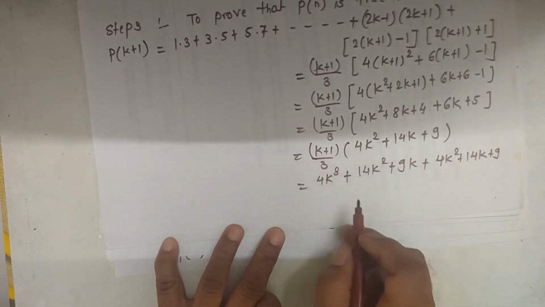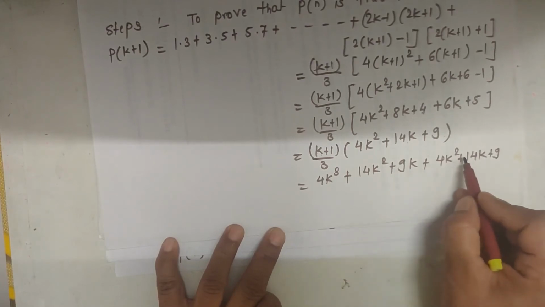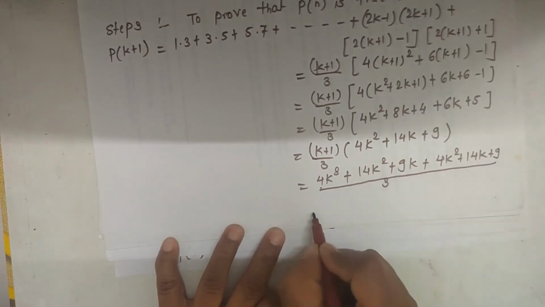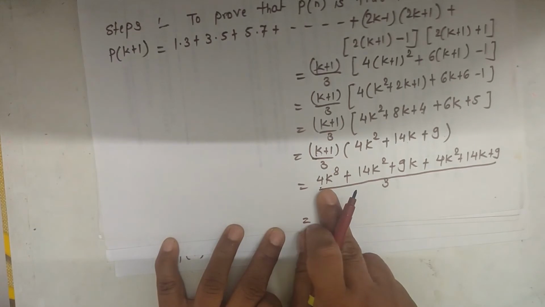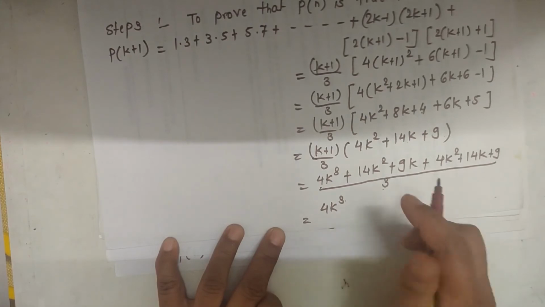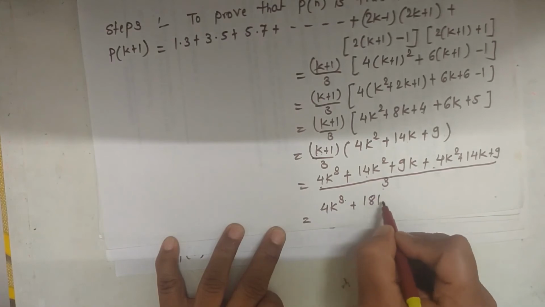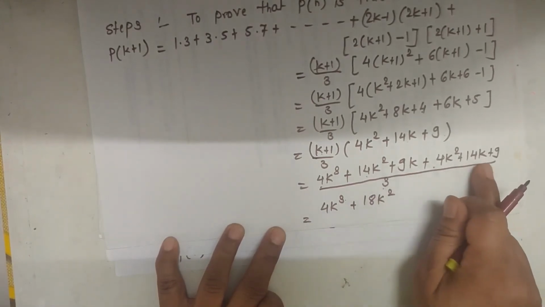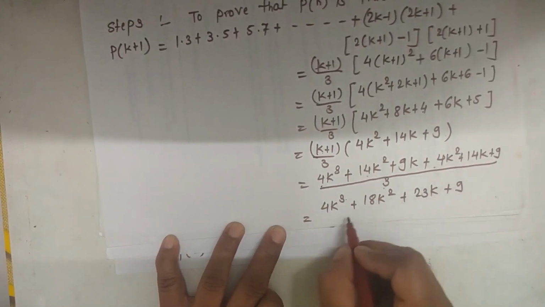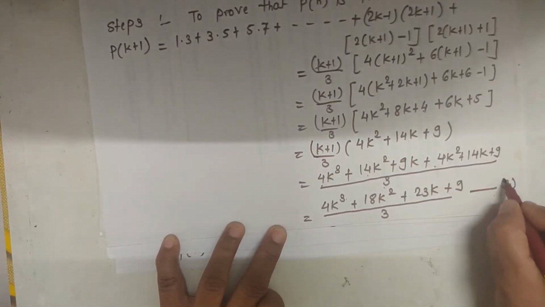Product of these two brackets is equal to 4k cube plus 14k square plus 9k plus 4k square plus 14k plus 9, divided by 3. Now simplifying this expression, 4k cube is only one term, 14k square plus 4k square, that is 18k square. Here 9k plus 14k, that is 23k, plus constant term 9, divided by 3. And this is the RHS of equation number 2.